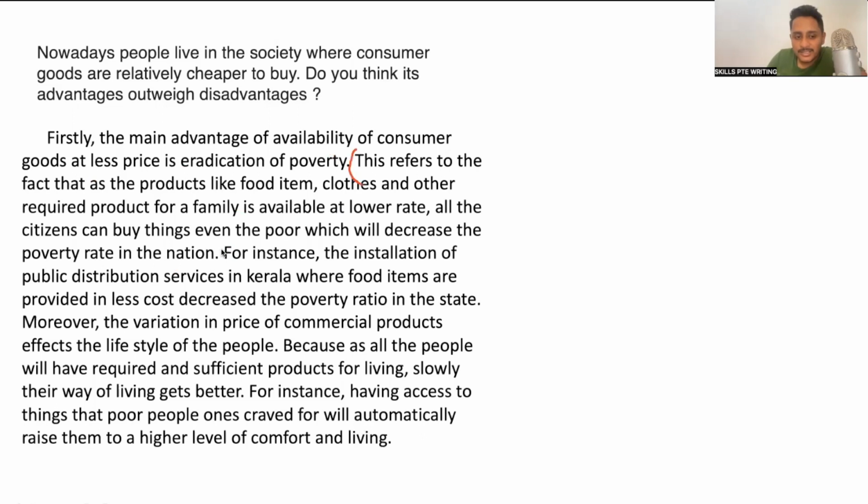Now, she is writing a lengthy sentence which covers most of the things, which justifies how it will eradicate poverty. It's a continuation of the first line. Why am I taking it very slowly? Because I want you guys to write in a short while. For instance, now she has to explain how it will eradicate poverty. Food items, clothes, and other required products are available, and even the poor can buy all these things. What exactly do you mean? She has to explain further in the example by giving a proper instance. The installation of public distribution services where food items are provided decreased the poverty ratio in the state. How did it decrease?